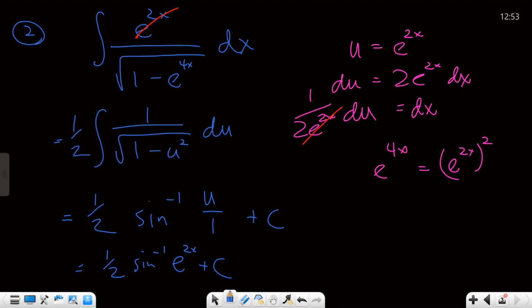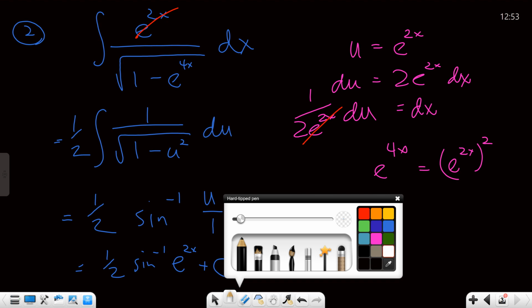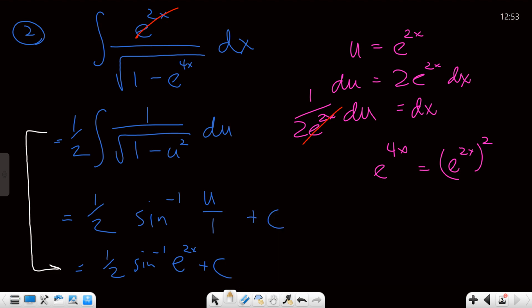Okay, a couple things that I like. Number one, you remembered the plus C. Number two, some of you are trying to jump from this step to this step, and I would not suggest you do that. Throw that extra step in there so you can get it in terms of U first, then slap U back in. Okay?